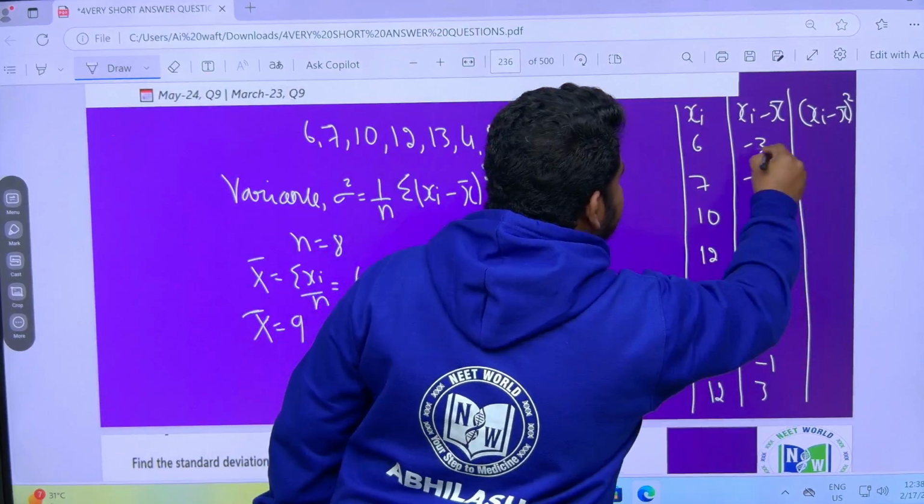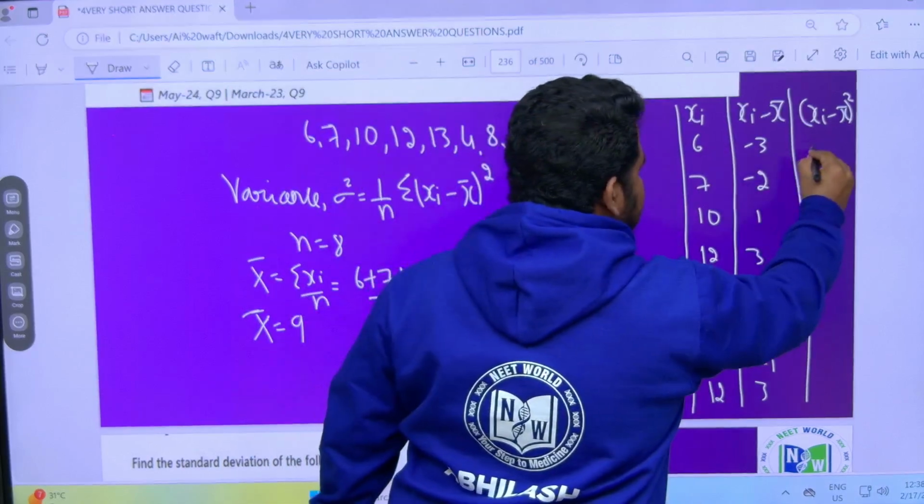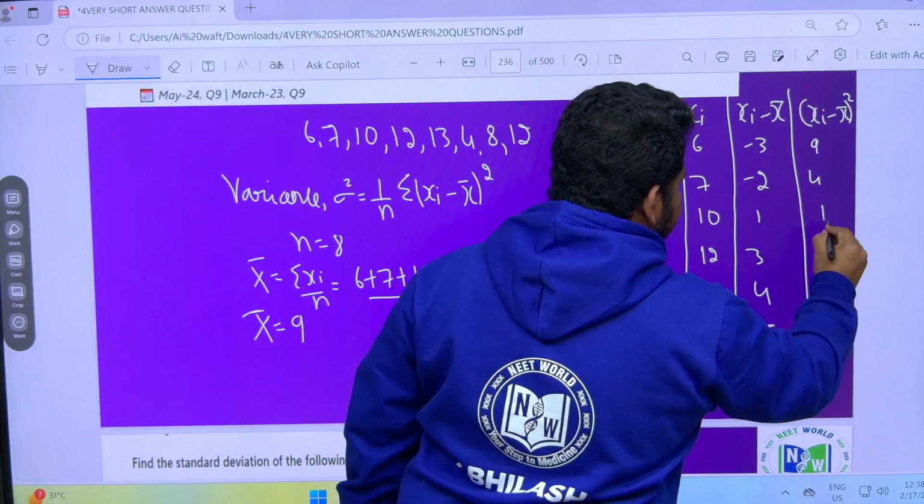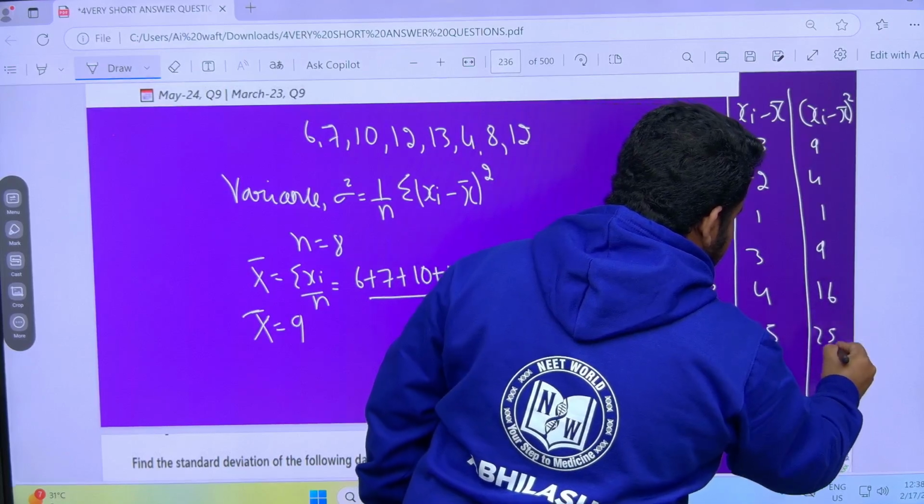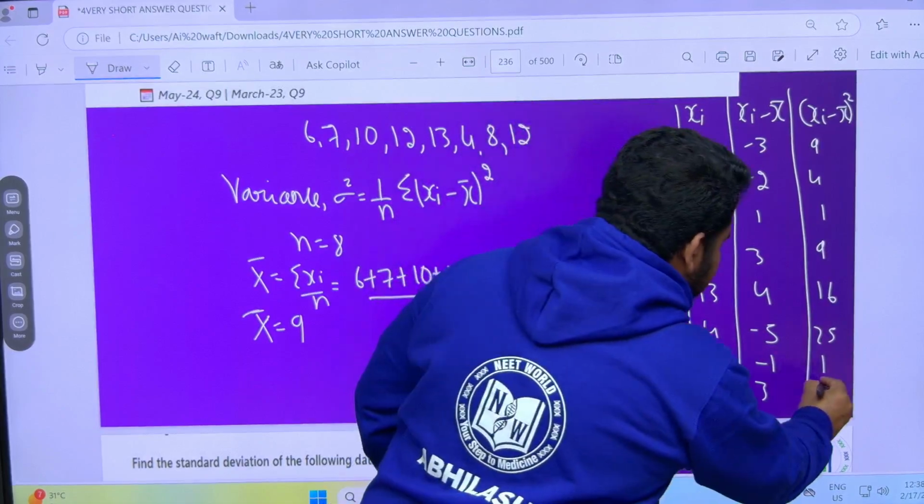So now we have to square these. Xi minus x bar whole square: 3 square is 9. Minus 2 square is 4. 1 square will be 1, 3 square will be 9, 4 square will be 16, 5 square will be 25, 1 square will be 1. Minus 5 square is 25, 1 square will be 1, 3 square will be 9.